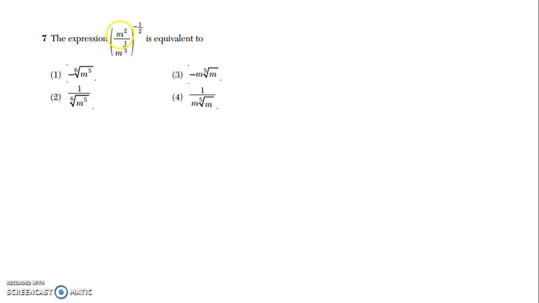I'm dividing. When I divide with the same base, I subtract my exponents. So inside the parentheses, I'm dividing. I keep my base and I subtract my exponents. So that's 2 minus 1/3, still all raised to the negative 1/2 power. So I have to know what 2 minus 1/3 is. Well, hopefully you're comfortable that that would be 1 2/3.